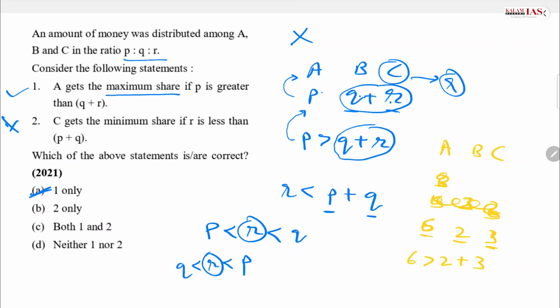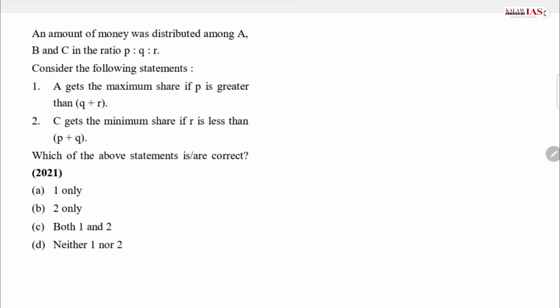Now it is saying C gets the minimum share if R is less than P plus Q. Now R is 2, which is less than P plus Q, which is 9. But it is not minimum, because the minimum is B, which is Q. So even from the numerical we can see the second is wrong and A is the answer. Let's see the next question.